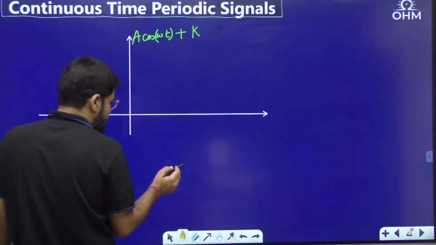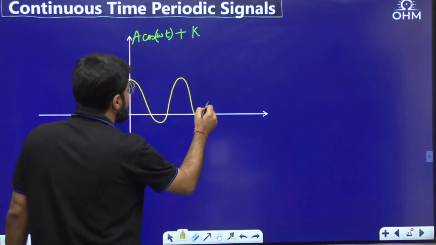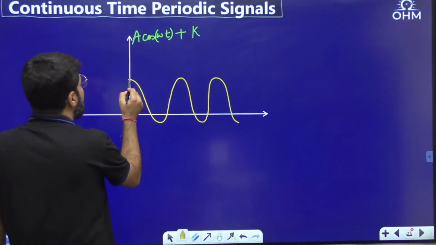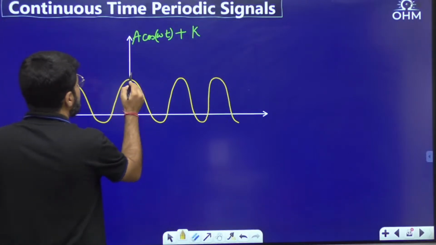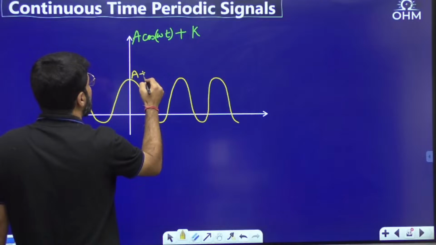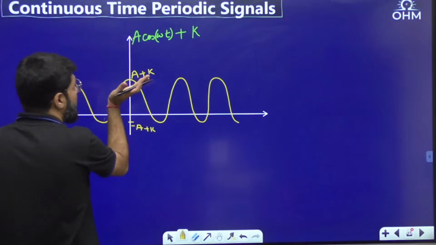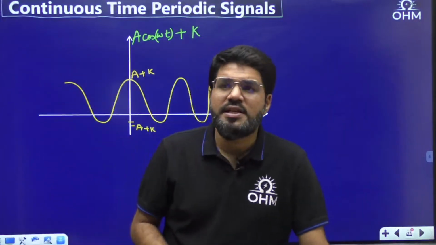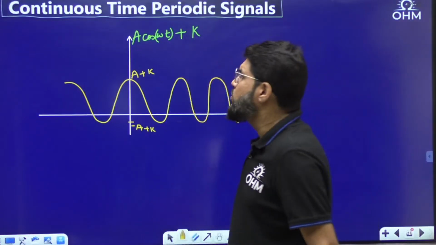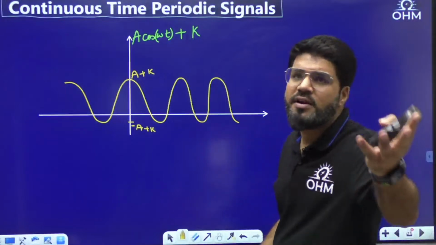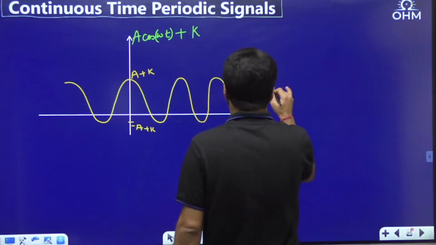That means the waveform is still going to be periodic. All the values are going to be uplifted. The maximum amplitude of cosine was A, now it will become A plus k. The lowest value was minus A, now it is minus A plus k, that is also uplifted. But is there any effect on the periodicity? Only the graph shifts upwards. It is just an amplitude shift, as we learned in the basic operations classes earlier. So this remains periodic only.